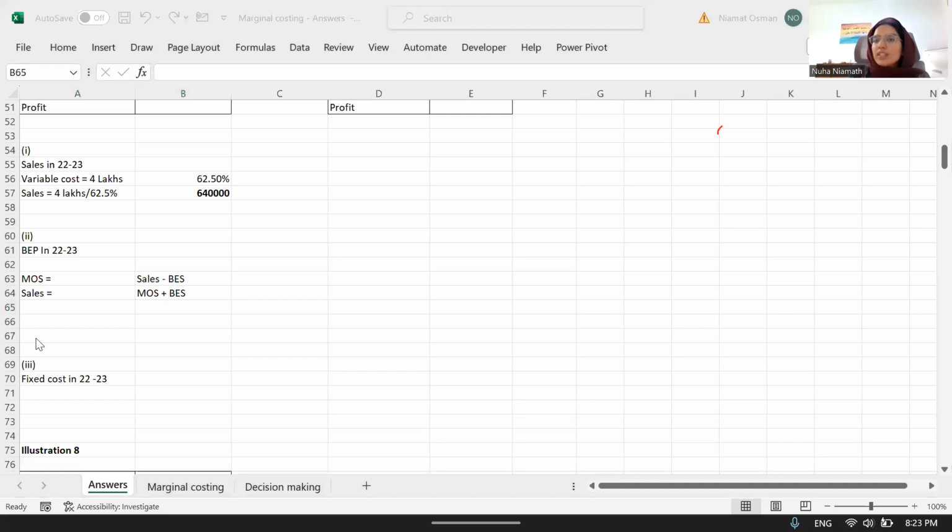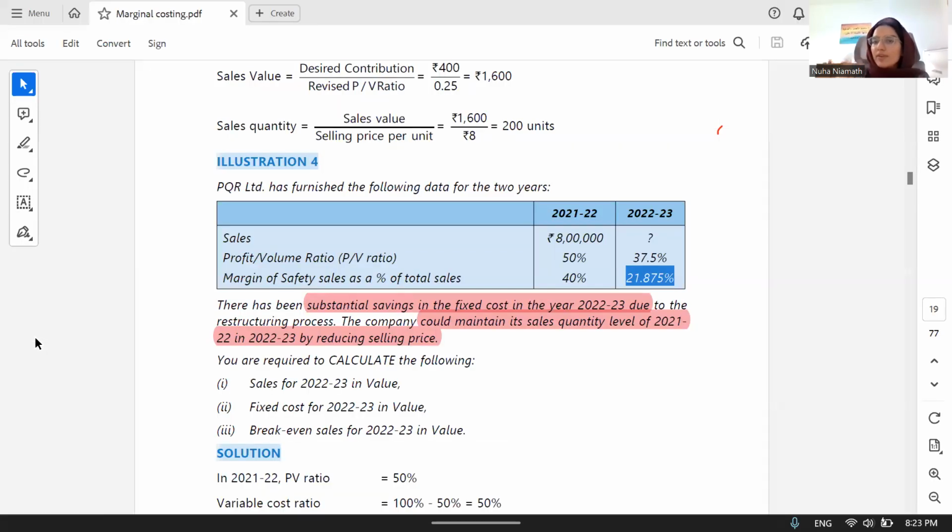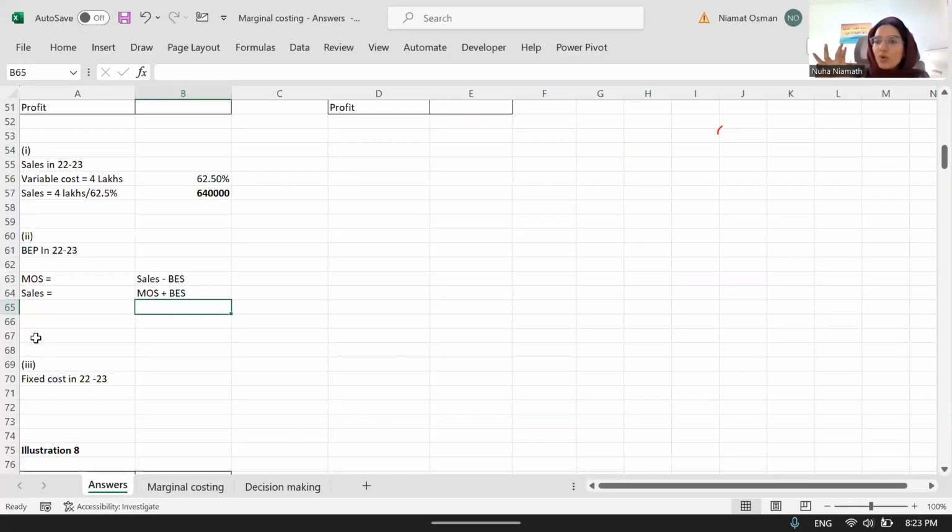Margin of safety is 21.875%. So the remaining is what? If 21.875% of your sales is margin of safety, what is the remaining sales? Remaining percent is what? Break even. Exactly, Abhishek. I hope everybody understood the concept.